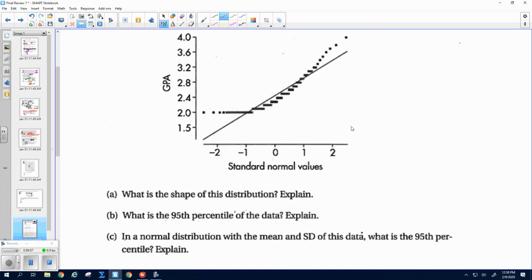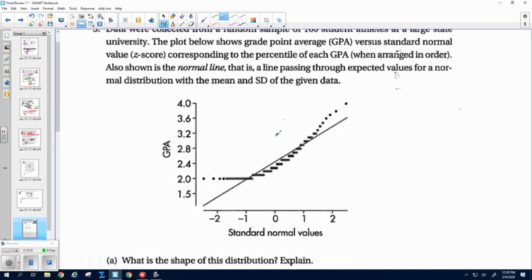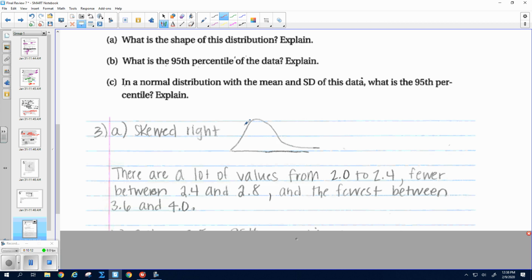So the first one, what is the shape of the distribution? You want to look at the number of points that you have. You have a ton of points right here, lots of points, and then a lot fewer points after that. So that means it's skewed right because there's a lot of points here and fewer points here.